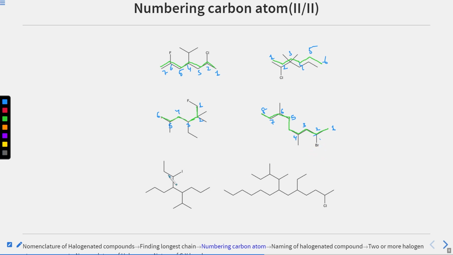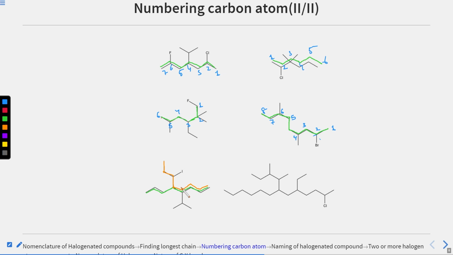Next, this one. Now if you look here, we have 2 possibilities here also. This one is the first possibility and this one is the second possibility. Now which chain will you take? Orange one or green one? You will say, sir, we will take orange one. Why do we take the orange one?